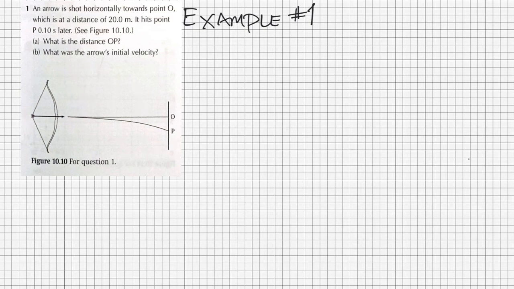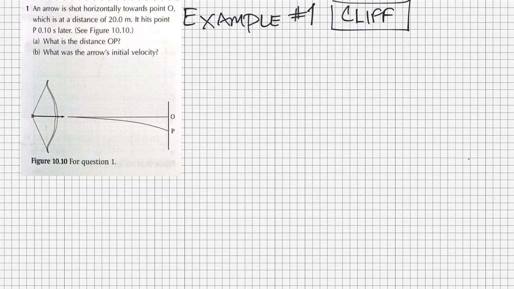So let's work through an example of projectile motion. And this is going to be example number one of a cliff problem. And this is question number one. It says an arrow is shot horizontally towards point O, which is a distance of 20 meters. It hits point P 0.1 seconds later. So a tenth of a second later, it's at point P. What is the distance OP? And then what is the arrow's initial velocity?